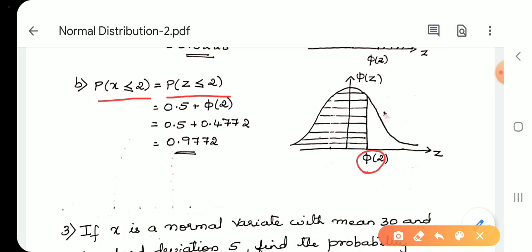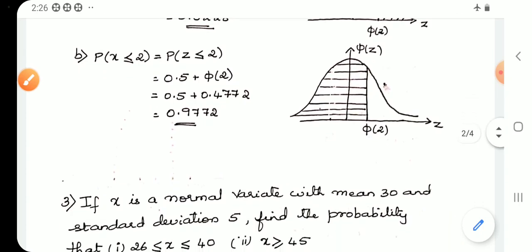To find the shaded portion, we can see here in the figure that this half of the curve is 0.5 and the remaining small portion is given by Φ(2). So when we add these two portions of the curve, we get 0.5 plus Φ(2), which is 0.4772. When added together, we get 0.977.